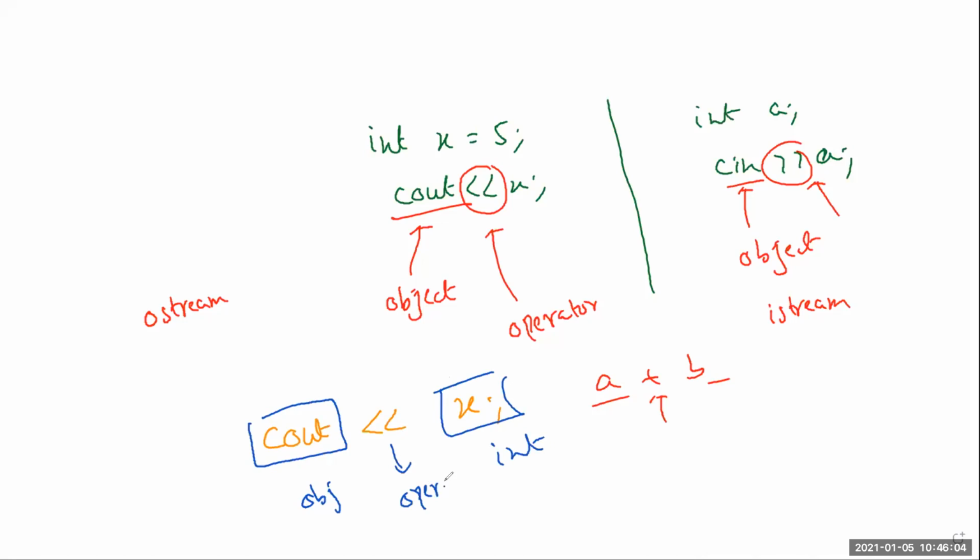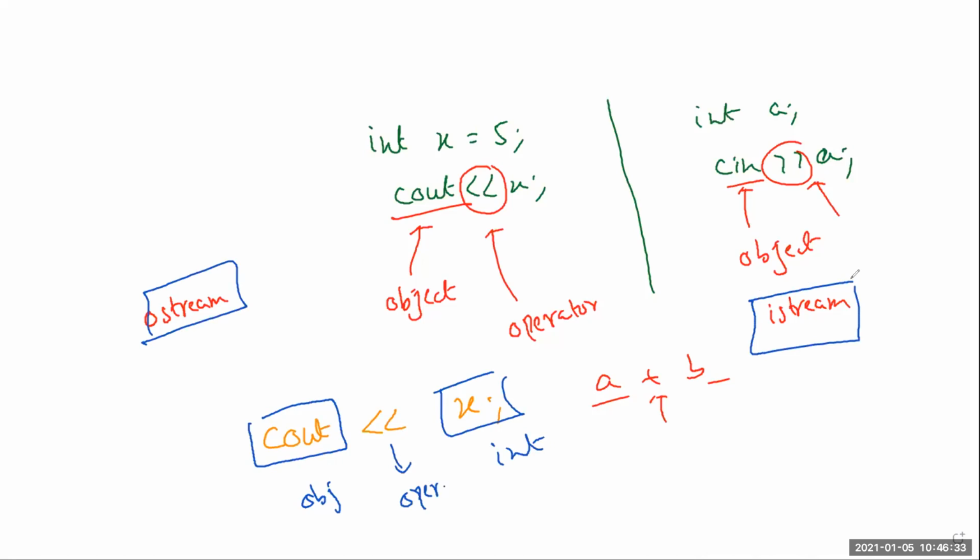Okay, and similarly you can replicate the same concept for cin as well, right? So after this discussion, you should be convinced that cout is an object of class ostream, cin is an object of class istream. When we write cout and this operator, why is this a legal statement? Because this operator has already been overloaded for this class.